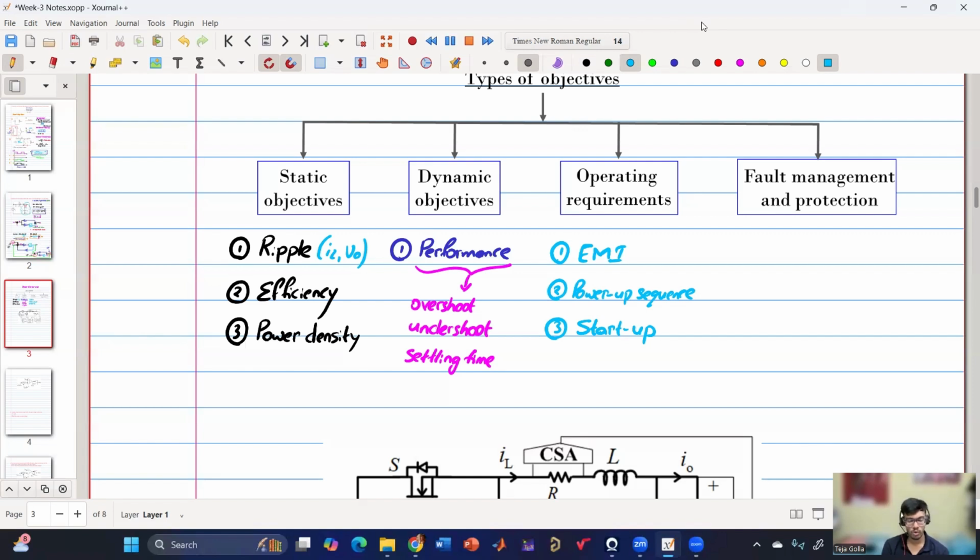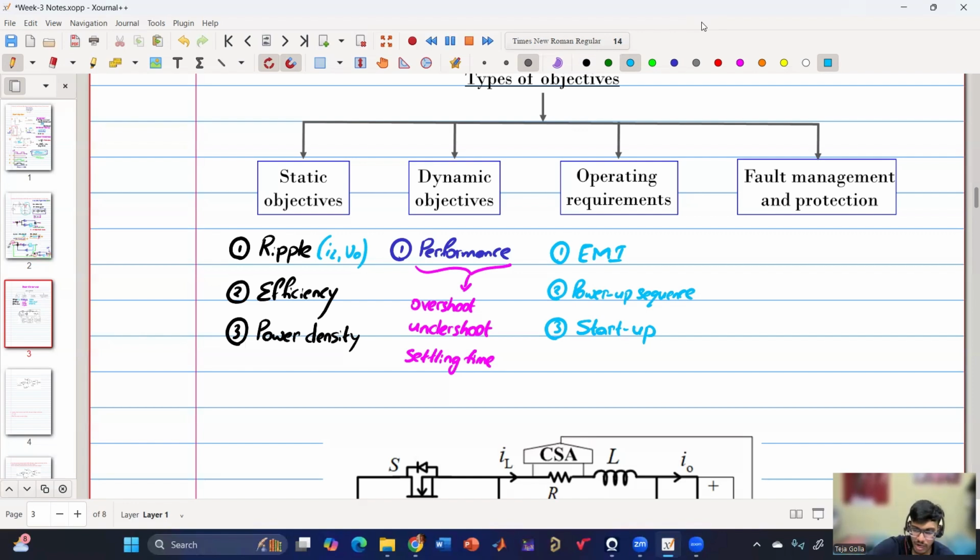So when it is going from no load to some loaded condition, there should be some sequence, like a startup sequence, so that there will be control on the current as well as the voltage, which will come under the startup logic. So these all will come under the operating requirements.